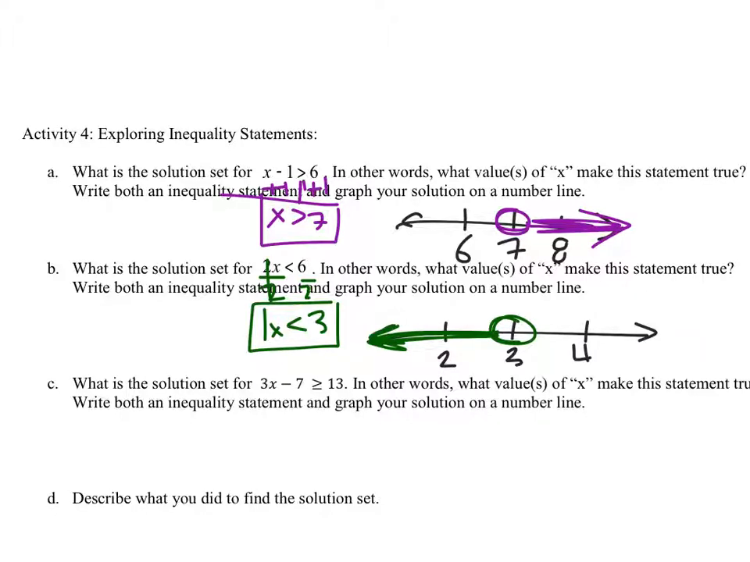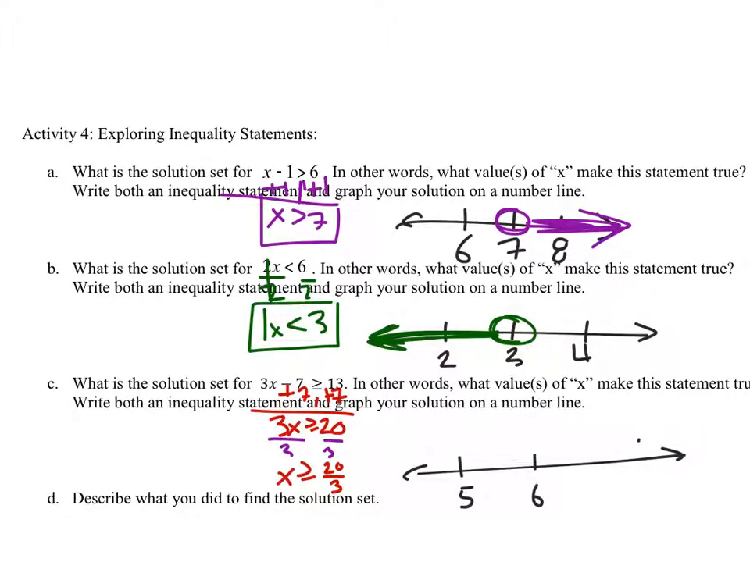And it is not eating the x, so it goes to the left. Then finally, this one, 2 steps. We have to add 7 to both sides. So we get 3x is greater than or equal to 20. Then divide both sides by 3, and we get x is greater than or equal to 20 thirds. So that's about 6.6 repeating. So we have 5, 6, and 7. 6.6 repeating would be about right here. And this one is closed because it's equal to, and it is eating the x, so it goes to the right.